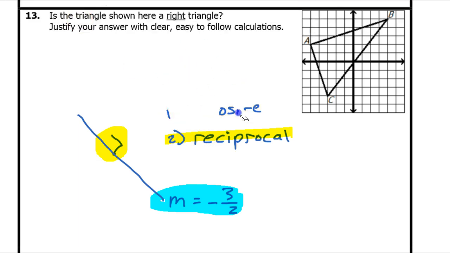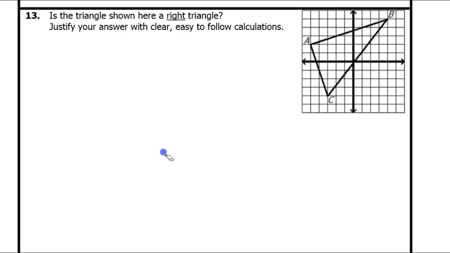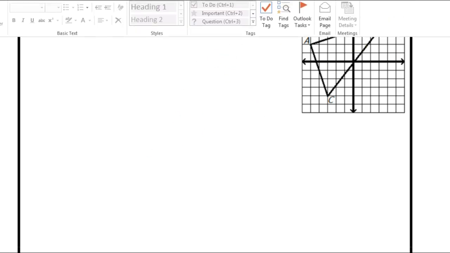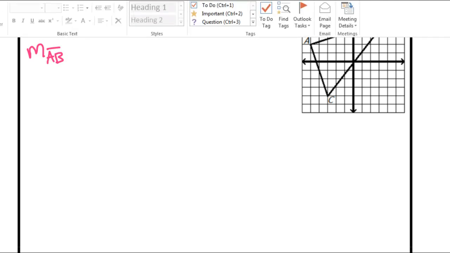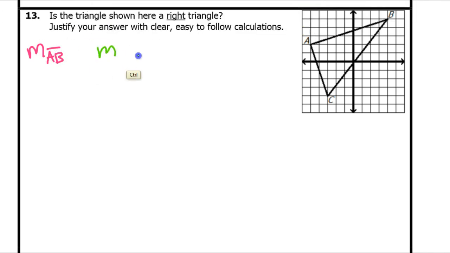So that's my thought process. That's my theory, that's my strategy. But it all starts with finding the slopes of everything. So let's do that. Let's find the slope. Okay, I'm going to use M for slope. So let's find the slope of segment AB, and then we're going to find the slope of segment BC, and then we're going to find the slope of segment AC.